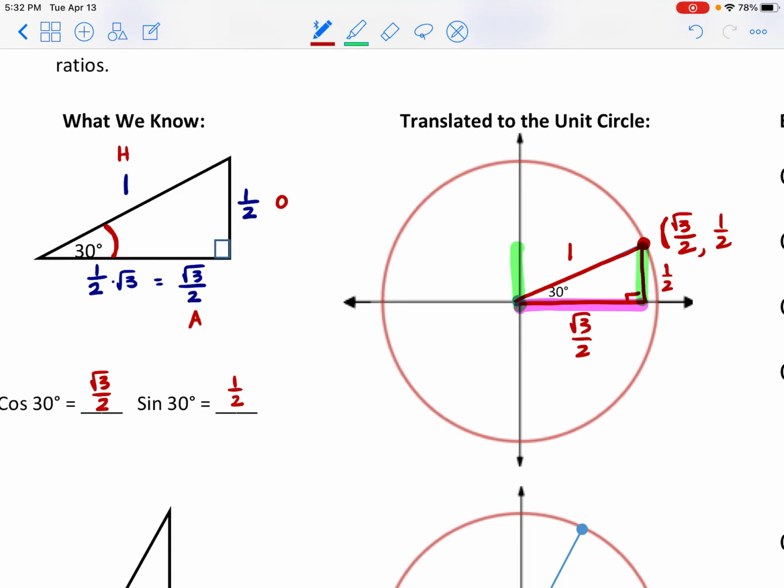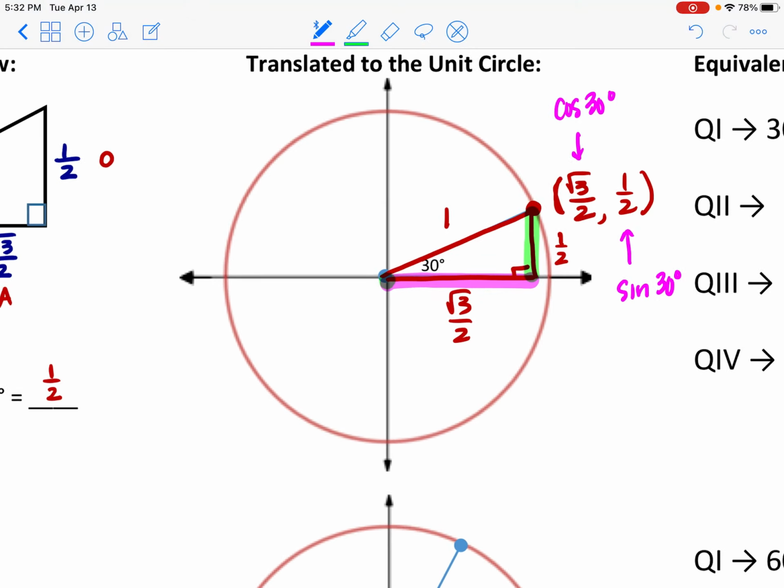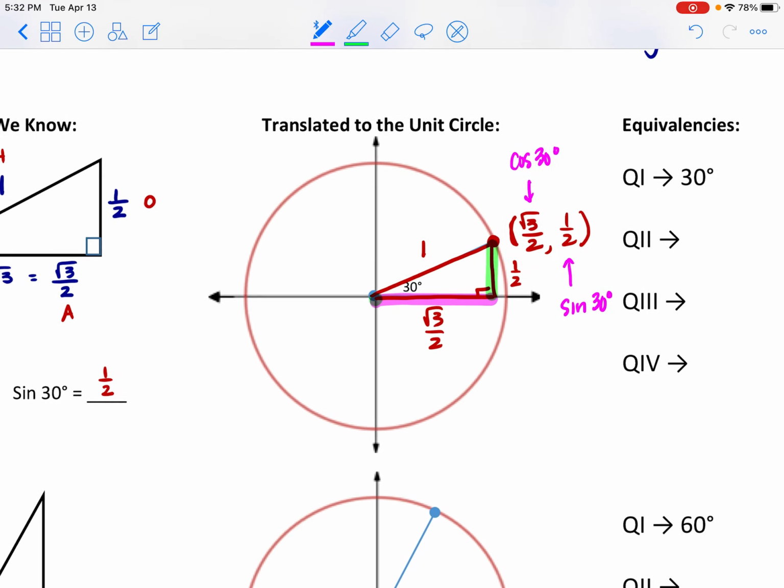So the coordinates at that point where that 30-degree angle hits the unit circle would be radical 3 over 2 and 1/2. And radical 3 over 2 was our cosine for that 30-degree angle, and then this one was our sine for our 30-degree angle. Okay? With me so far? You're going to see how this is going to be useful in a little bit, but for now, just translating that special triangle in. Now, that's in quadrant 1.